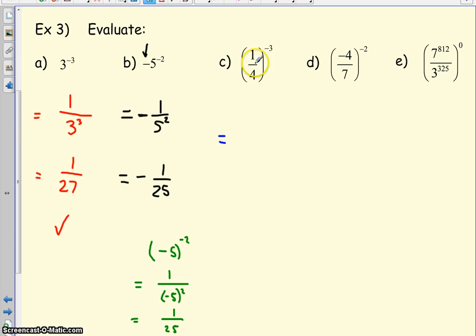So for c, now we have a fraction to an exponent. So again, the same rule applies. Take the reciprocal of your base. So instead of 1 over 4, it's 4 over 1, which is just 4. And the exponent now has become positive. So 4 over 1 is really just 4. So you get 4 cubed, which is 64.